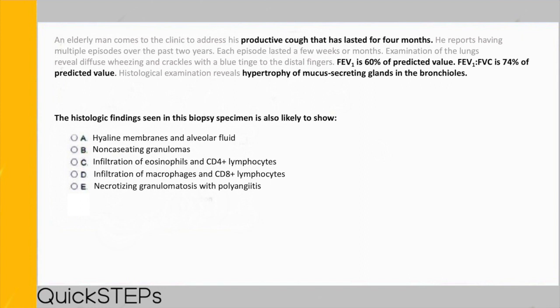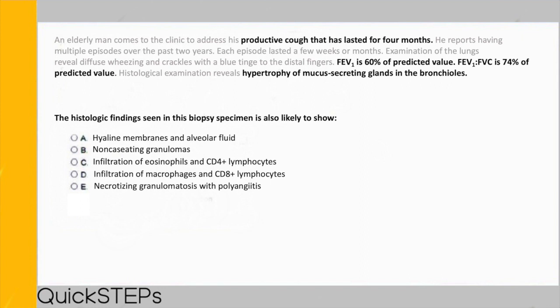How about infiltration of macrophages and CD8 positive lymphocytes? What would that be for? That would be chronic bronchitis, right? Bronchitis is just inflammation of the bronchi. With any inflammation, we have 2 phases, the acute and the chronic. If you remember from Pathoma or pathology, acute presents with neutrophils and chronic presents with macrophages. So infiltration of macrophages would be one of the hallmarks for chronic bronchitis.